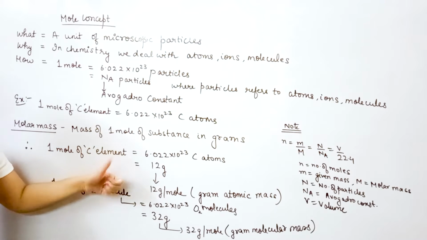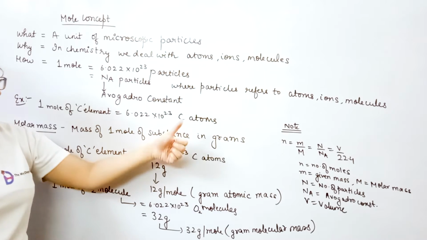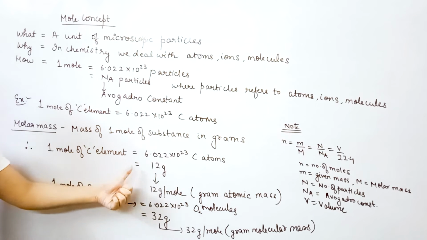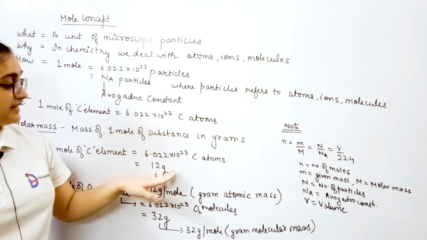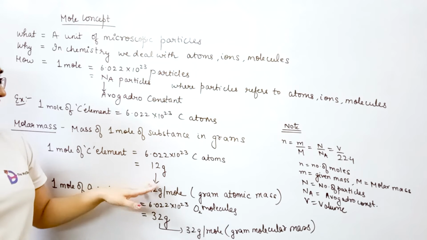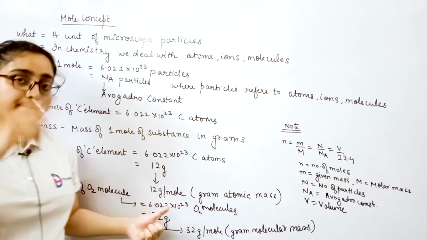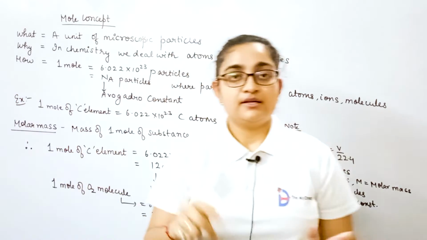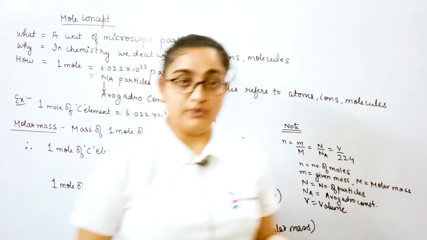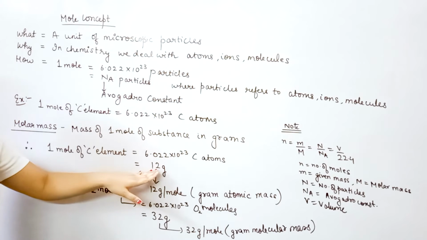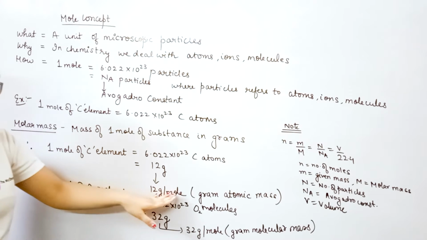1 mole of carbon element equals 6.022 × 10^23 carbon atoms. I mentioned earlier that this is also equal to 12 gram. Basically, this 12 gram is 12 gram per mole. So molar mass, whenever you write it, its unit is gram per mole. That's why it's 12 gram, but when they ask you the molar mass of it, you have to write 12 gram per mole.